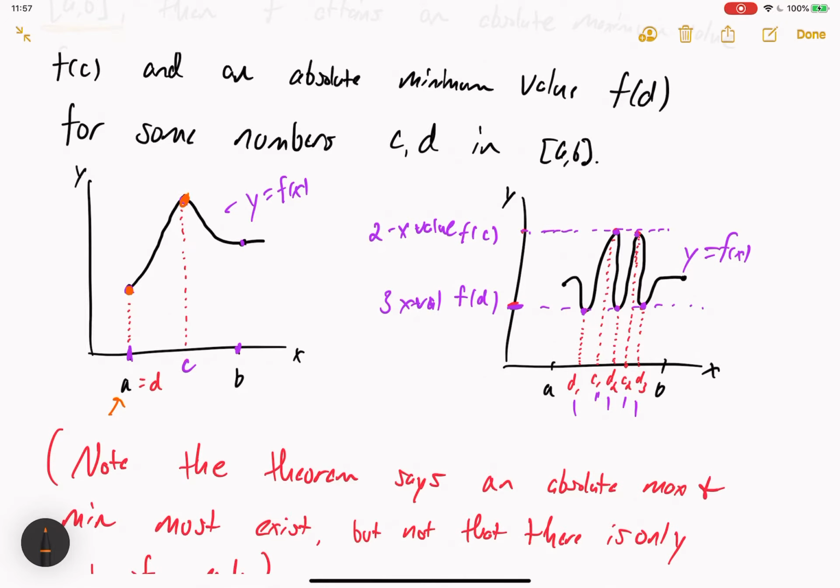And then likewise, we could get into more complicated situations. We could have y equals f of x right here.